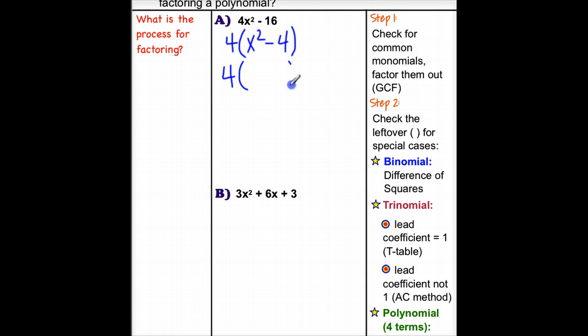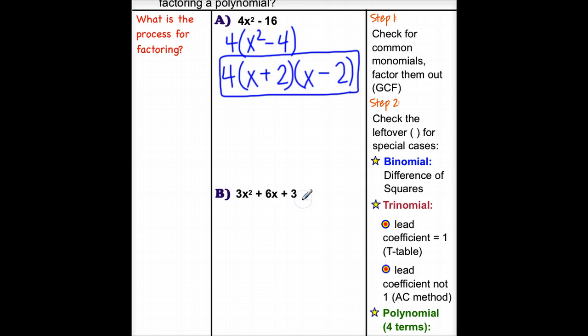So I'm going to create my setup. Don't forget the 4 out front. Square root of x squared is x. Square root of 4 is 2. And we would have plus 2 minus 2. And then this would be our final solution.